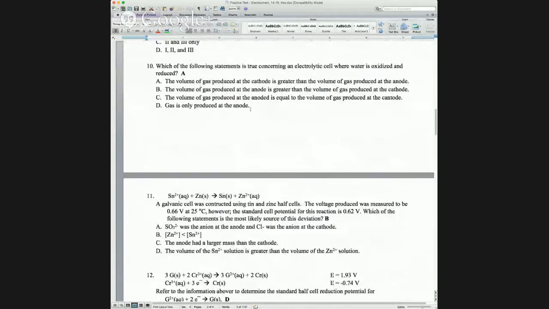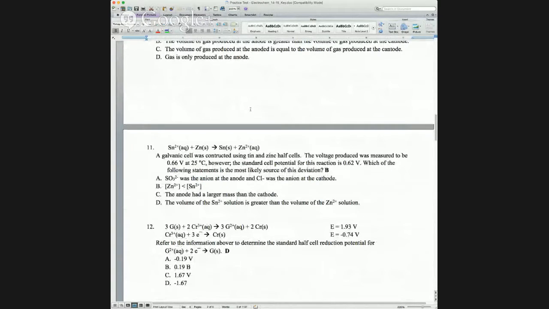And number 11 is source of deviation. All right, let's do number 11. I can kind of talk about it. You have this galvanic cell with tin and zinc, and there's your balanced equation. The voltage is measured at 0.66 volts. However, the standard cell is supposed to be 0.62. So why did it change?